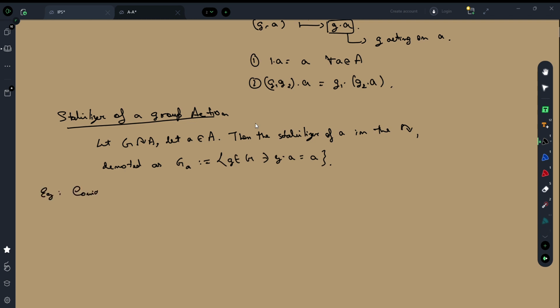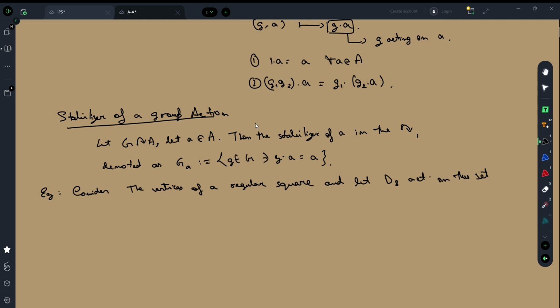Consider the vertices of a regular square, and let D8 act on the set. This will obviously give you a certain notion about what a group action typically is as well.